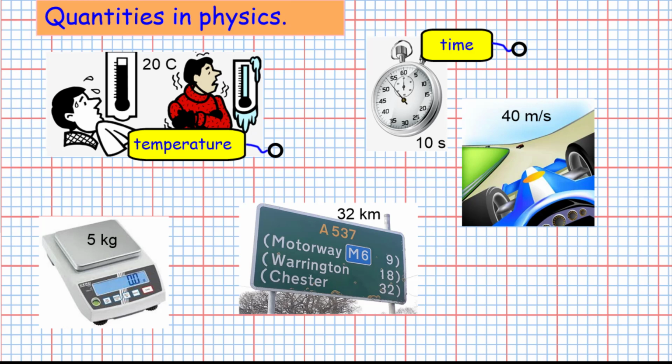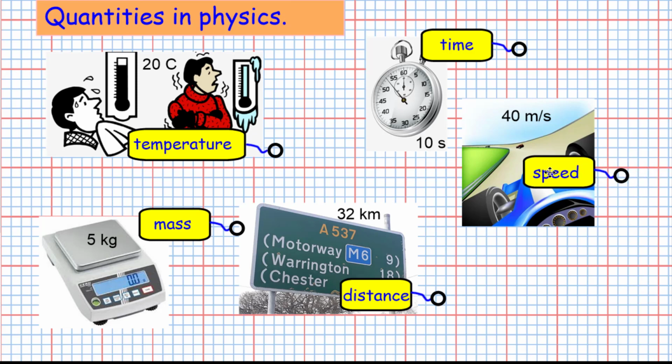Then we have mass, which is measured with an electronic scale or otherwise, and the units of mass are kilograms or grams. Then we have distance travelled or distance to go. That's really a length, which is measured in metres or kilometres. Then we have speed. That's how fast something is going, and is measured in units of metres per second or kilometres per hour.